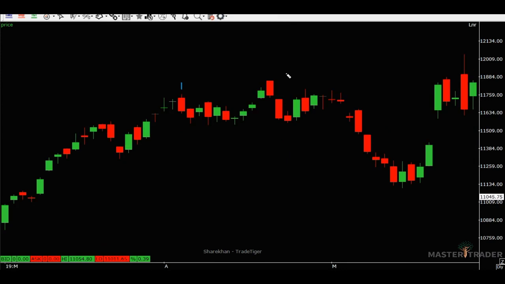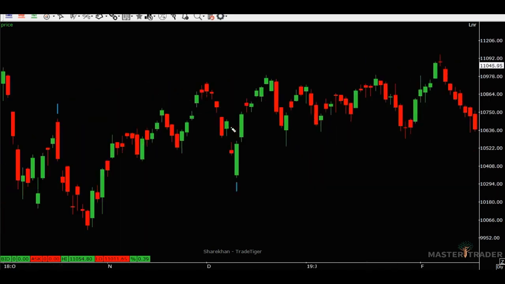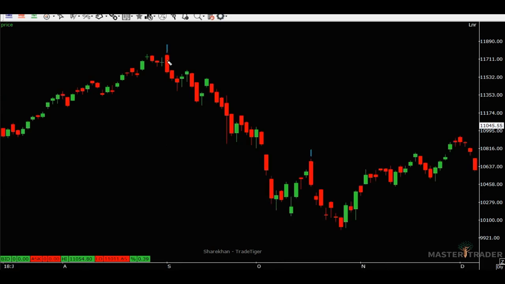Okay, let's look at some more examples. Can you see the bearish engulfing at the top of the trend? You get a nice small reversal there. Can you see this bullish engulfing at the bottom of a trend and see the trend reversal? Can you see this bearish engulfing at the top of the trend from here, and a beautiful reversal? Can you see this bearish engulfing at the top of the trend and an amazing reversal?